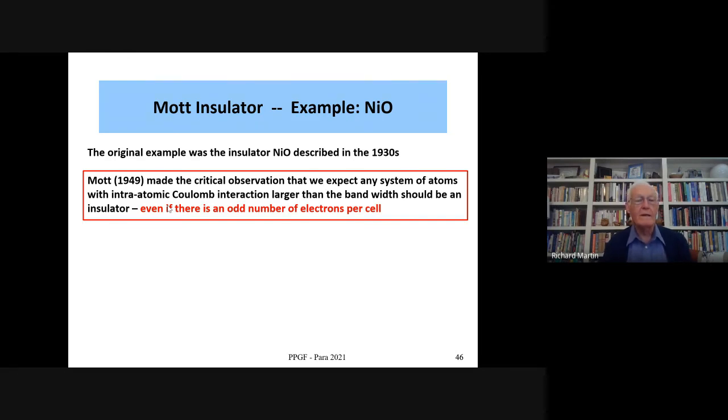And of course, for independent electrons, we know for sure that an odd number of electrons per cell must give fractionally filled bands and must be a metal. So is that a violation of the Luttinger theorem? On the face of it, it is.